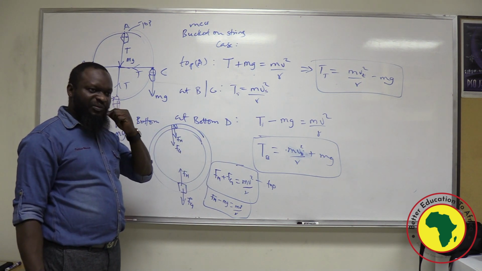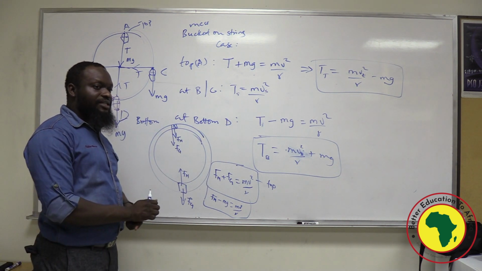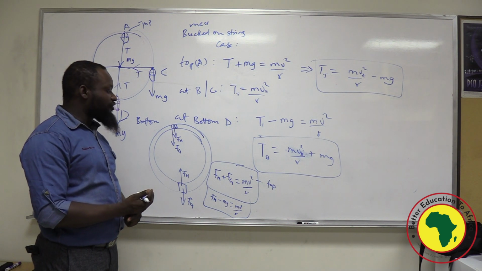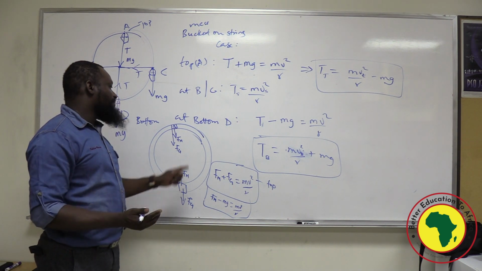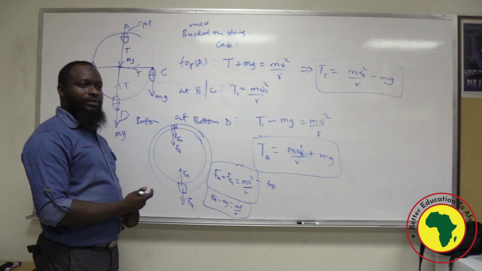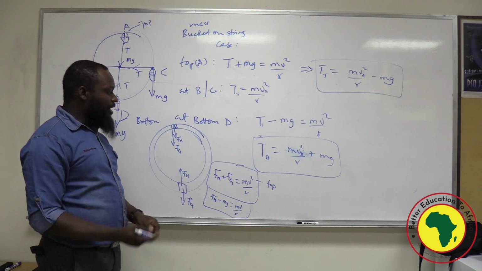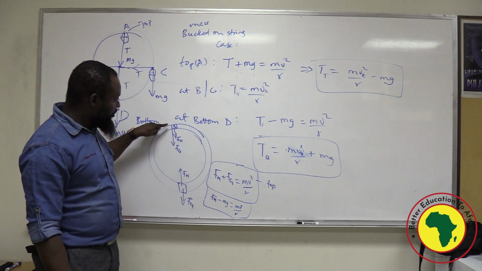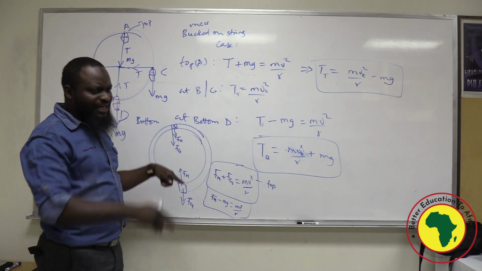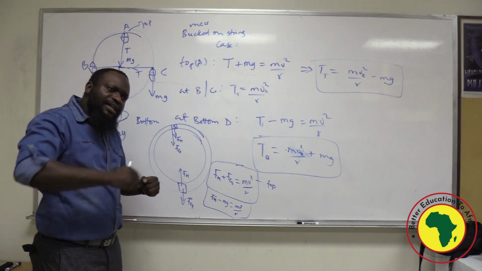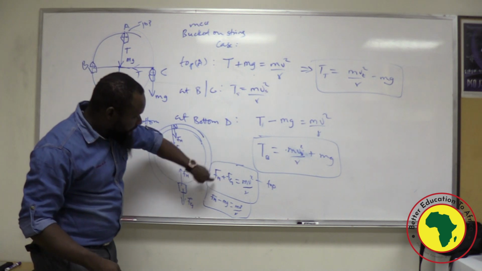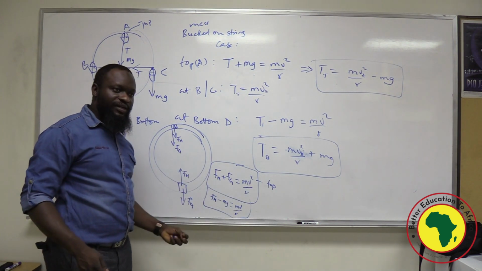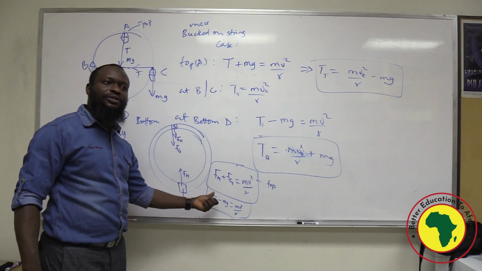Is that okay? But the only difference between these is sometimes you can be asked to find, say, the minimum speed at the top. So the minimum speed at the top is that speed when the normal reaction is 0. So it means you don't feel any support at that point, no support at all. You just feel relaxed. So you take this to be 0, and then you get the minimum speed. But sometimes you can have a normal reaction there.